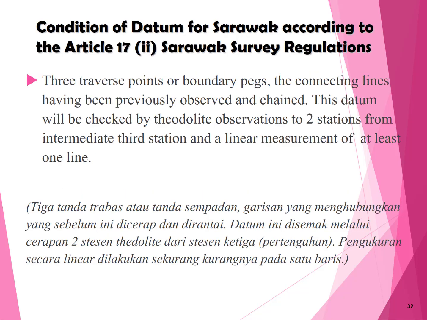Conditions of datum for Sarawak according to the Article 17 Sarawak Survey Regulations. 3 traverse points or boundary pegs, the connecting lines having been previously observed and chained. This datum will be checked by theodolite observations to 2 stations from intermediate third station and a linear measurement of at least 1 line.